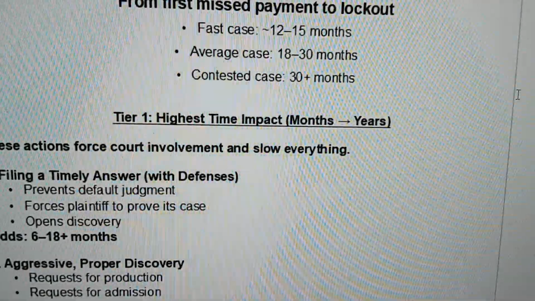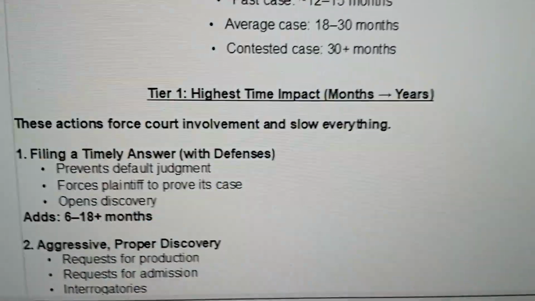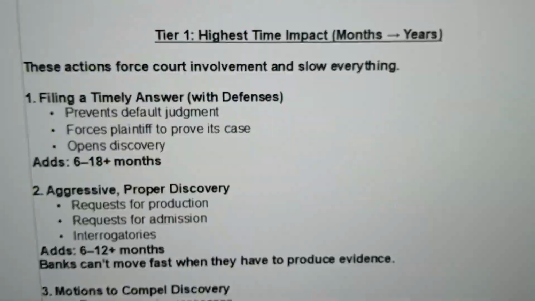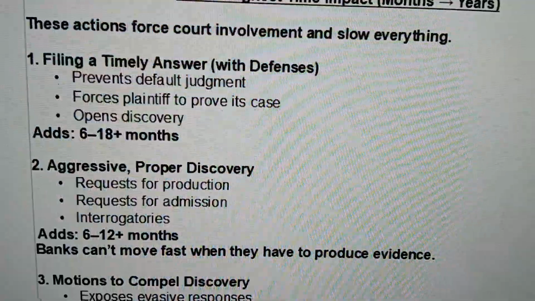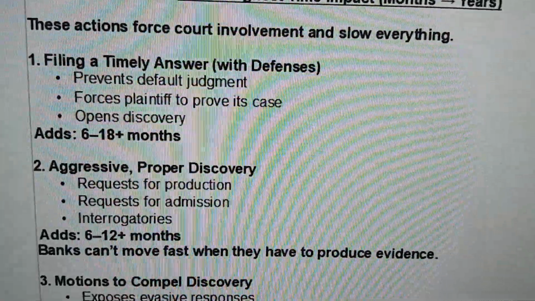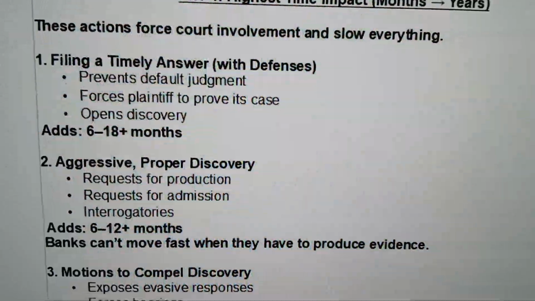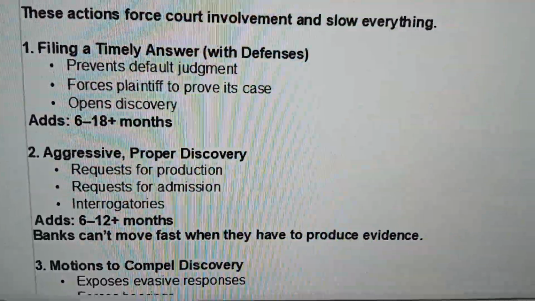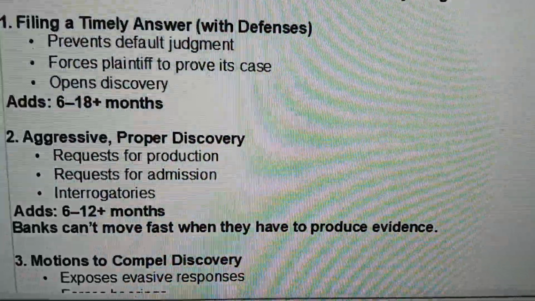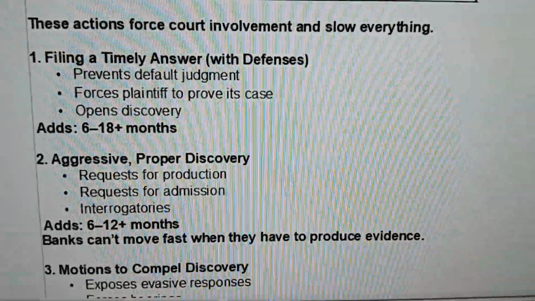Now, the highest time impact, months, years. These actions force court involvement and slow everything. These are things you can do, guys. Filing a timely answer with defenses prevents default judgment, forces plaintiff to prove its case, opens discovery, adds another 6 to 18 months. Aggressive proper discovery, requests for production, requests for admission, and interrogatories can add 6 to 12 more months. Banks can't move fast when they have to produce evidence.